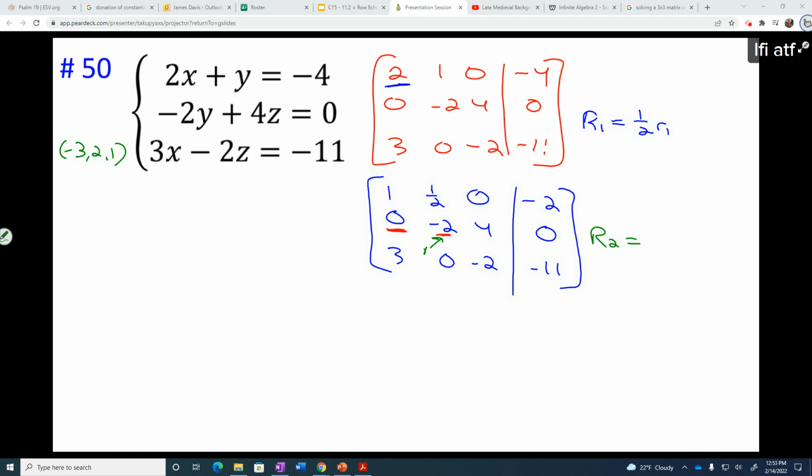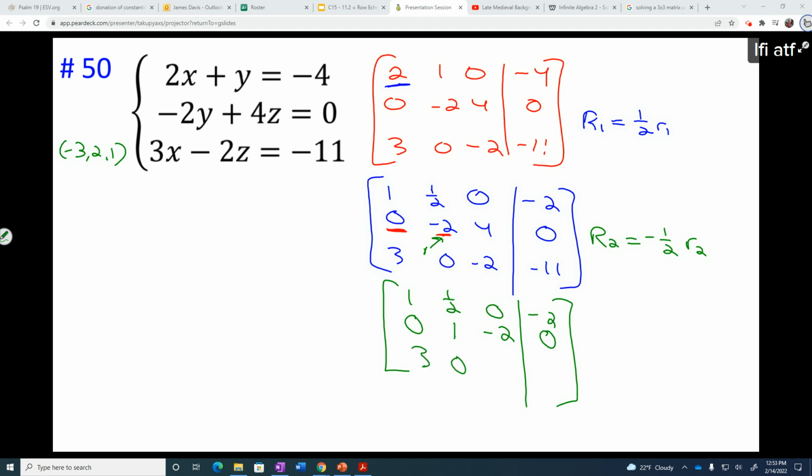Let's make that a 1. Multiply by negative 1/2, the reciprocal on this one. So multiply by negative 1/2 of R2. And that's going to change that to a 1. So then we'll keep the top row. This becomes 0. It's essentially dividing by negative 2. Divide this by negative 2, we get 1. Divide this by negative 2, we get negative 2. Divide this by negative 2, we get 0. And then we'll keep the bottom row. So we've got that one finished.